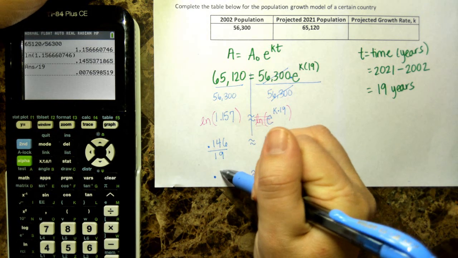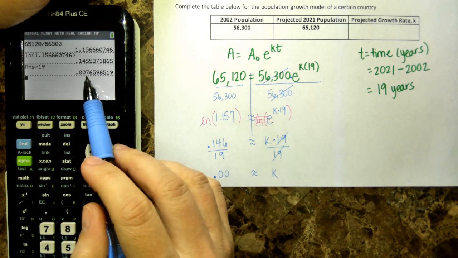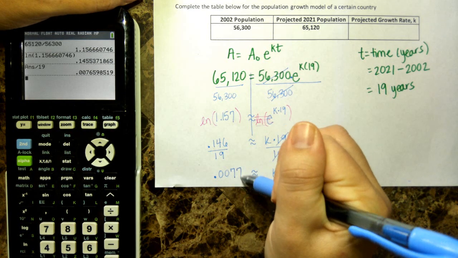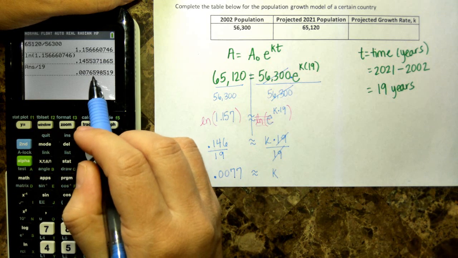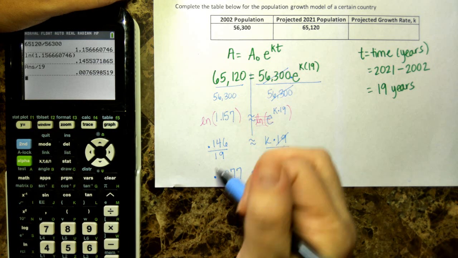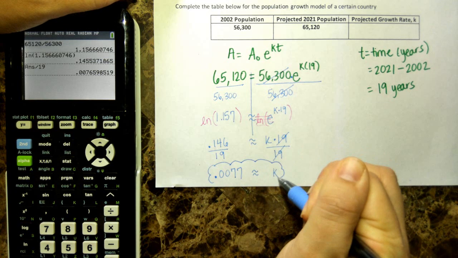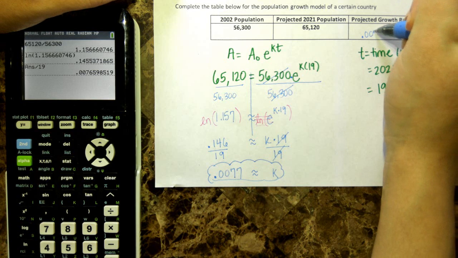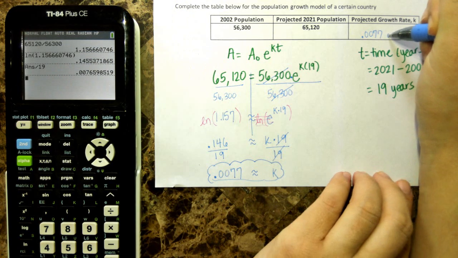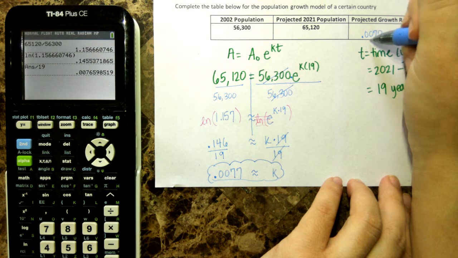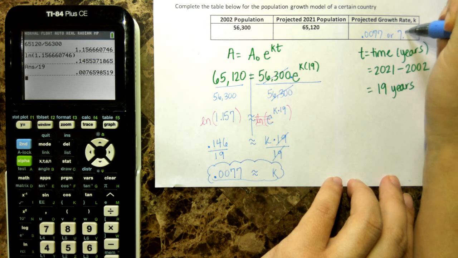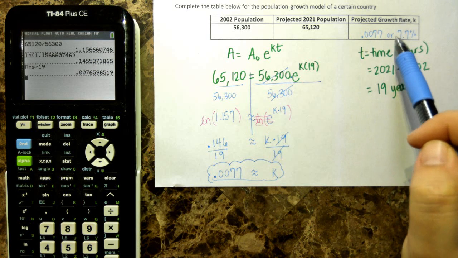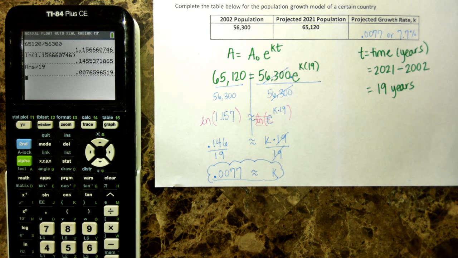And I got 0.00777 if I'm rounding to 4 decimal places, because it's 6.5 and 5 makes that 6 go up to 7. And there's our K value. So I can go ahead and put that in, 0.0077, or sometimes if you want to write it as a percentage, you just move the decimal 2 spots over and you can write it as a percentage. 7.7%. That means the population is growing by about 7.7% every year.